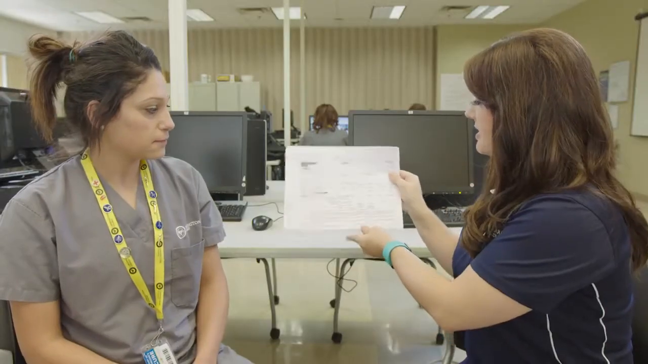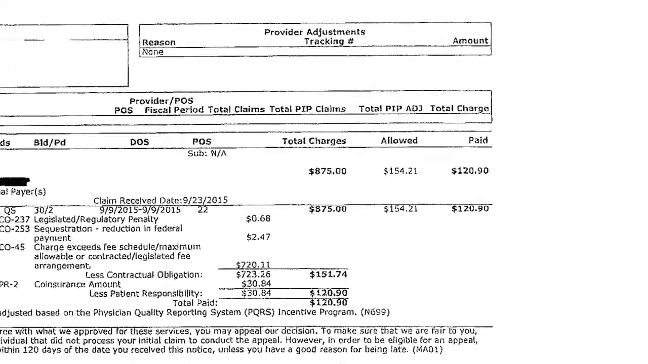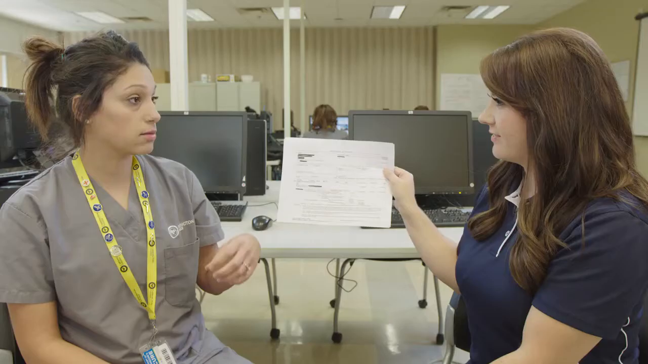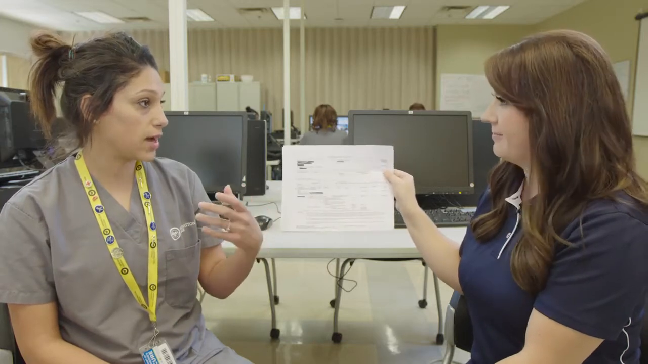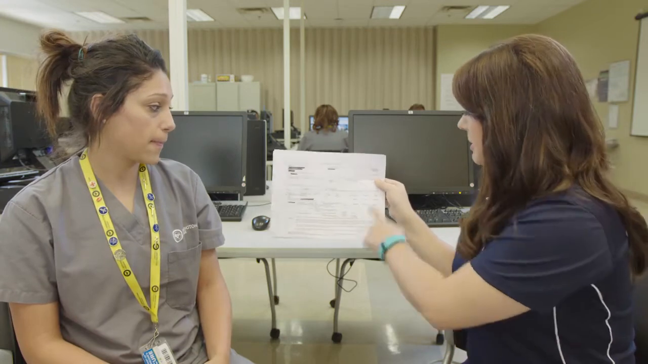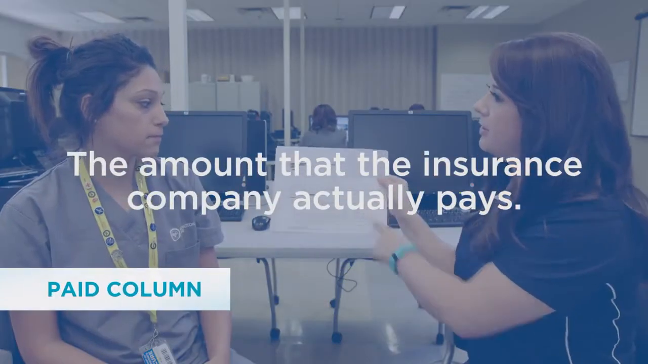On this one, kind of similar amounts. We see total charges. Again, that's what the doctor's office is billing, right? Correct. Allowed, remind us what that is? The allowed amount is, again, what the insurance is allowing the doctor's office to actually charge, and that's what they're going to pay for. Okay, and in this one, there's a paid column that's different than that allowed. Can you explain that to me?